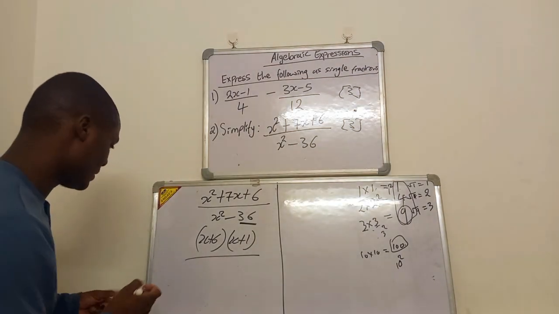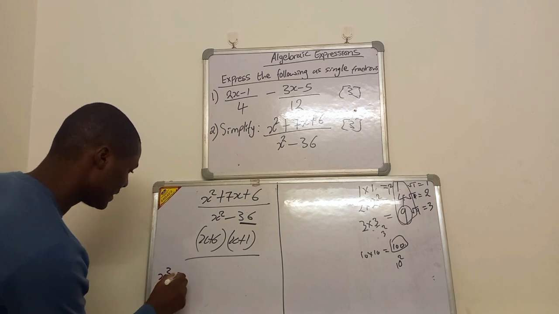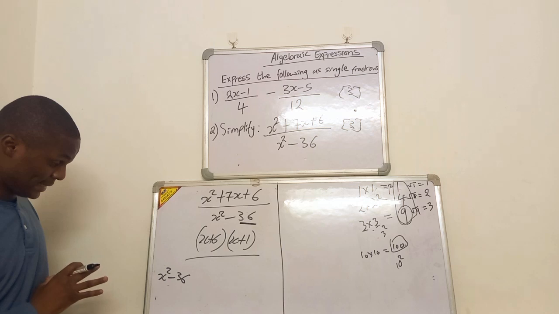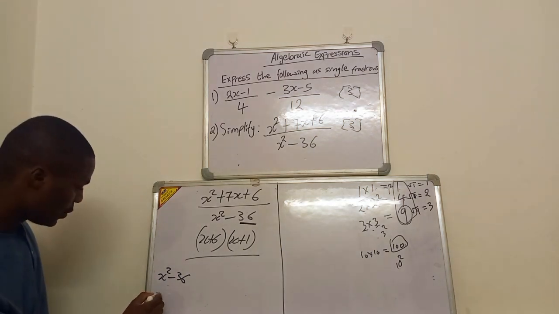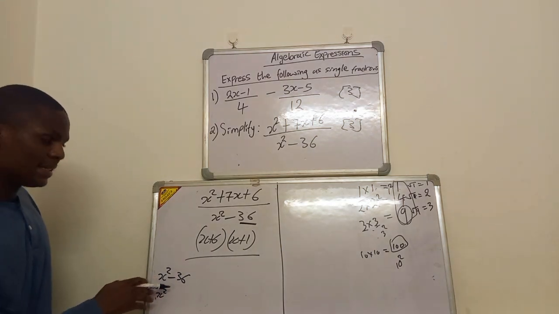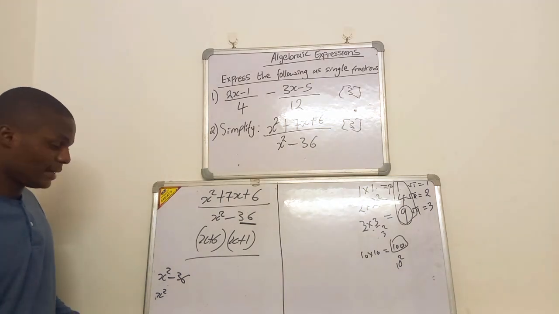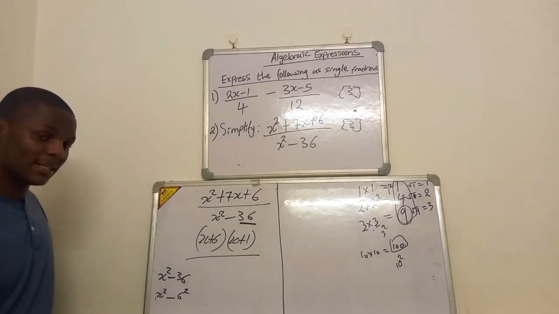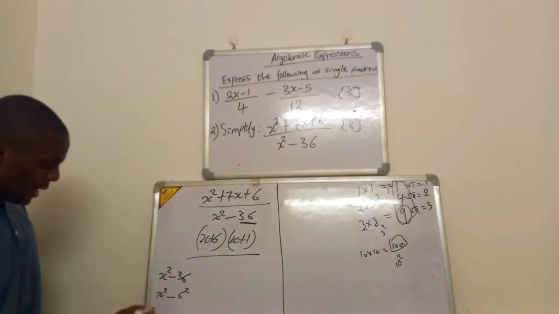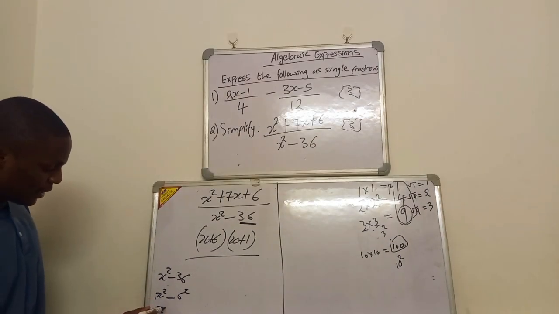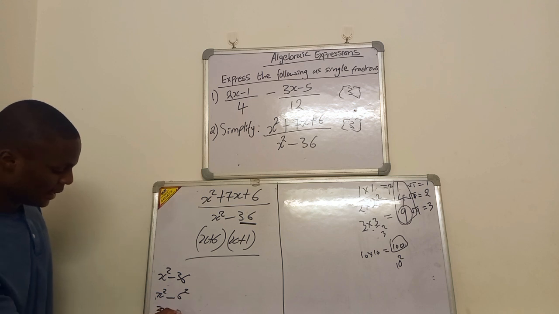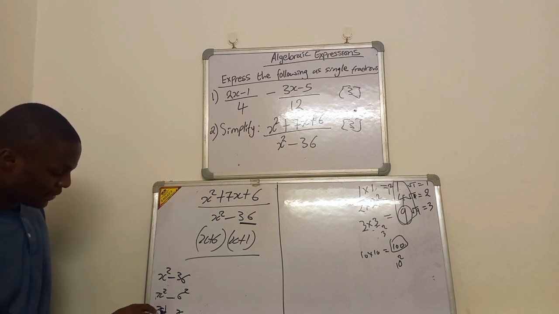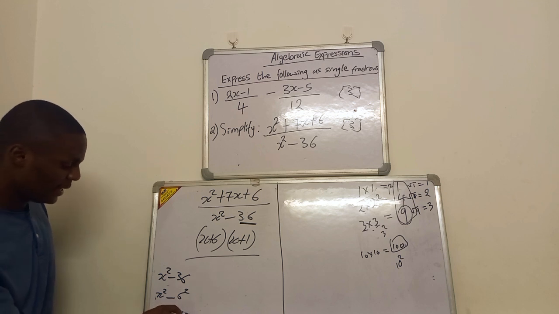Let me factorize x squared minus 36. This one, x squared minus 36. So I have x squared, and 36 means 6 times 6. 6 times 6 is the same as 6 squared. So now x squared means I have 2 x's, this x and this x. Minus 6 squared means I have a positive 6 and a negative 6.